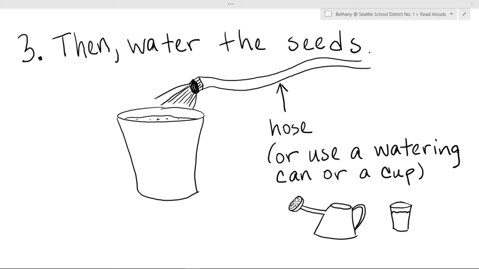Number 3, then water the seeds. On my picture, I show a hose and I say, or use a watering can or a cup. My picture helps the reader understand how they can water their seeds. What is your next step? What does your reader need to know, and how can your picture help them? Stop the video and write your next step.